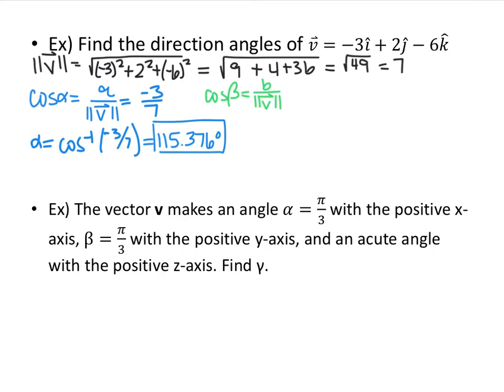Now beta, the angle with the positive y-axis: the cosine of beta is equal to b, the y component, over the magnitude of v. Go ahead and pause the video and find beta. You end up with the cosine of beta equal to 2 over 7. So beta is equal to the cosine inverse of 2 over 7, which is 73.398 degrees.